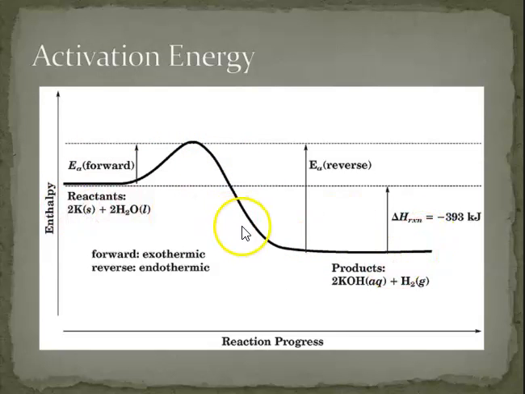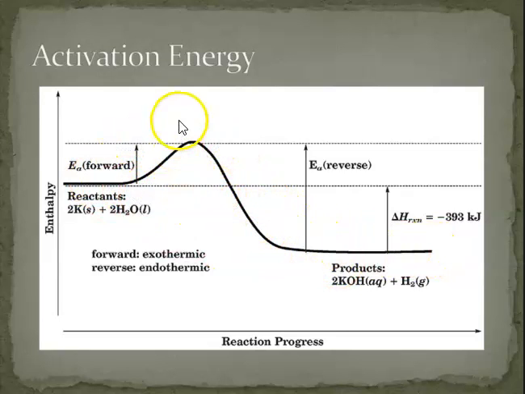If I were to go backwards, if I were to reverse this reaction, so this reaction is exothermic, right? It's negative 393 kilojoules. That means I am 393 kilojoules below where I started. It released that much energy to the surroundings. But if I run this reaction in reverse, then it's endothermic. Then I go uphill 393 kilojoules when I go from here to here.